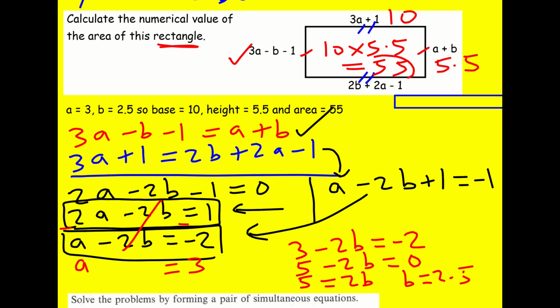Wowzers, quite a lot going on there, but we've created and solved simultaneous equations, applied it to this rectangle. I hope that makes sense. What a great topic.